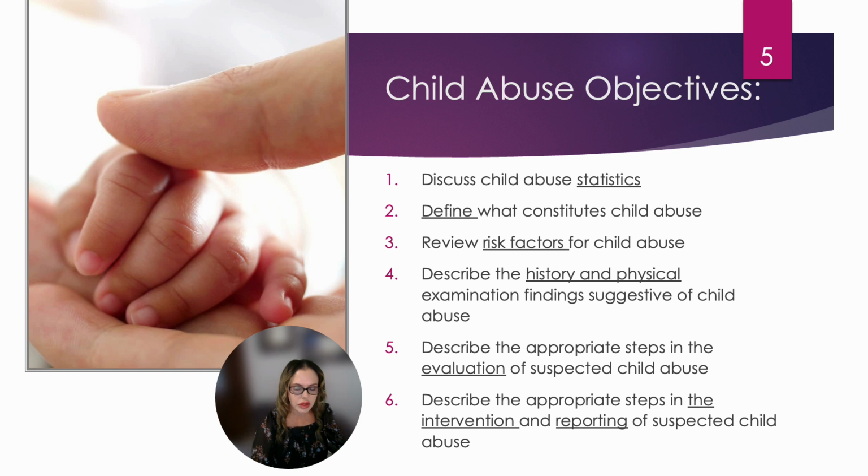The objectives for today: we're going to be going over the statistics for child abuse. We're going to define what constitutes child abuse. We're going to review risk factors. We're going to describe the history and physical exam findings suggestive of child abuse and describe the appropriate steps in the evaluation of suspected child abuse. We're also going to describe the appropriate steps in the intervention and reporting of suspected child abuse.